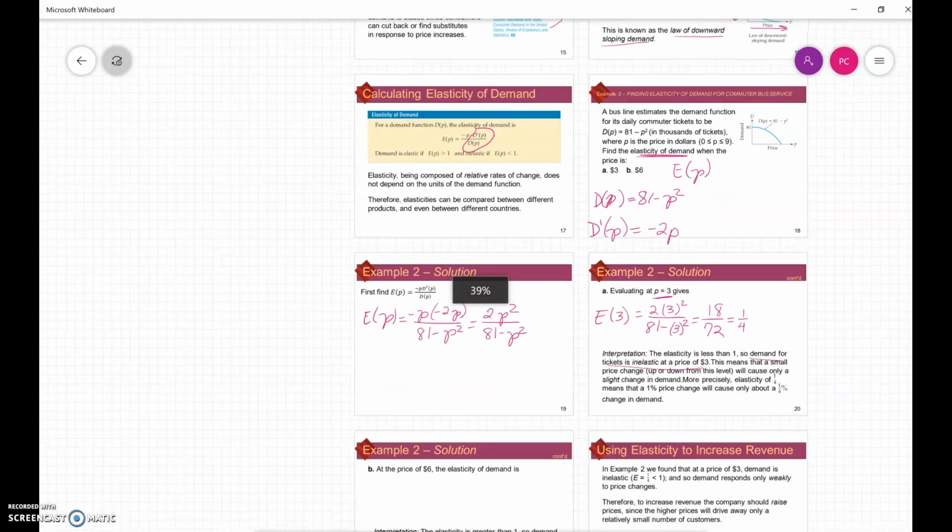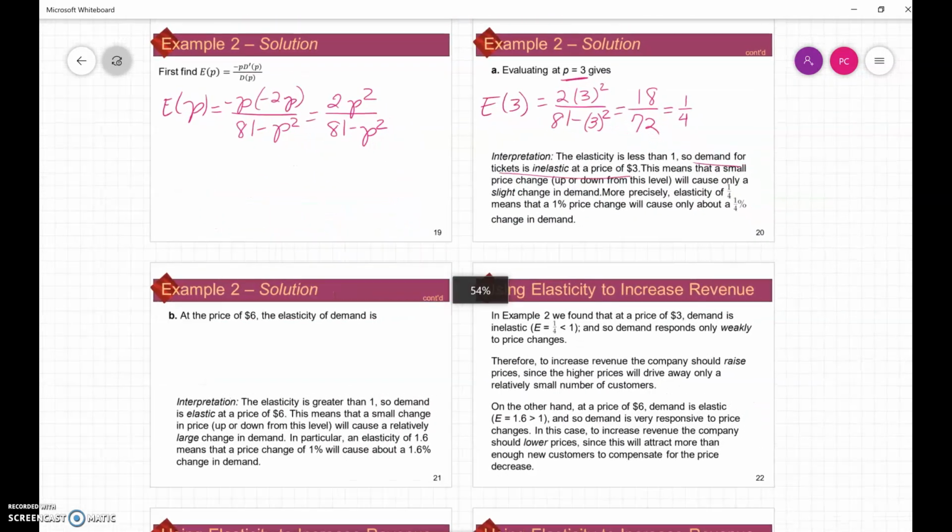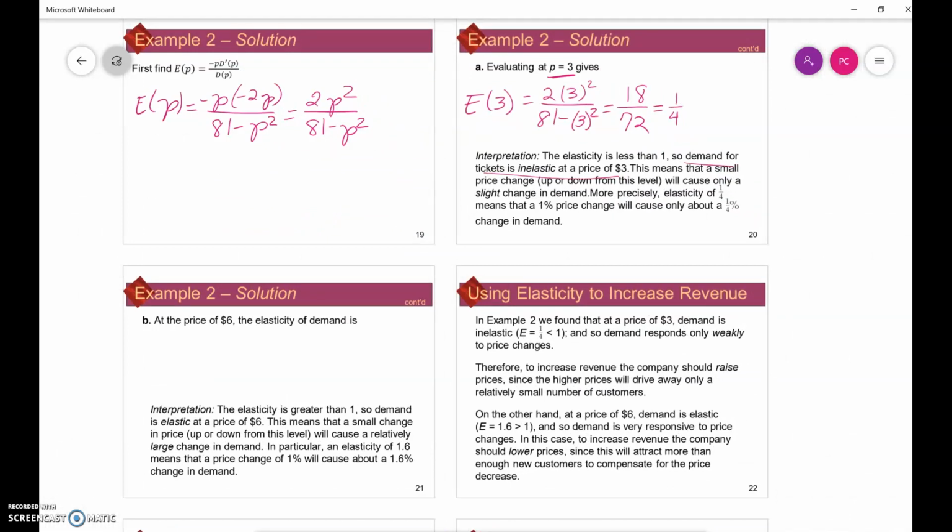All right, let's look at what happens if we have a price of 6. So E of 6. Again, that's 2 times 6 squared over 81 minus 6 squared. That's going to give us 72 over 81 minus 36, which ends up giving us 8 over 5, or 1.6. Okay, so what does that mean?